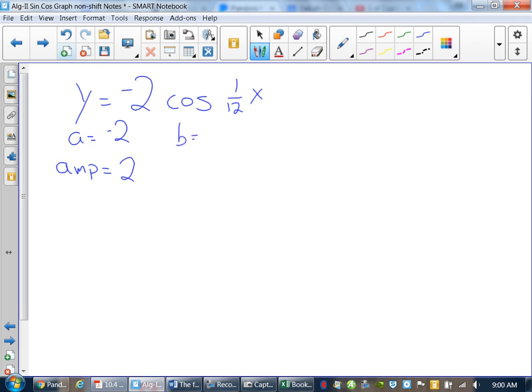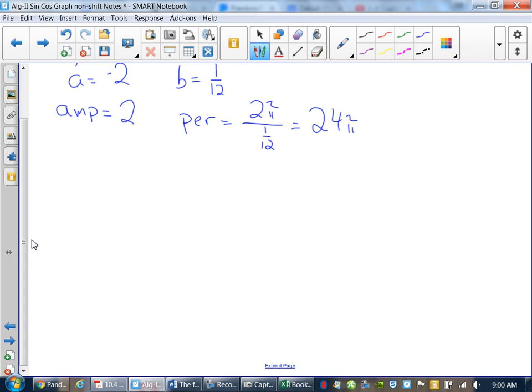My B value is how much? 1/12, which means that my period is going to be 2 pi divided by 1/12. When you divide by a fraction, what do you do? Multiply by its reciprocal, therefore your period is 24 pi. Okay, so we have a 24 pi period.